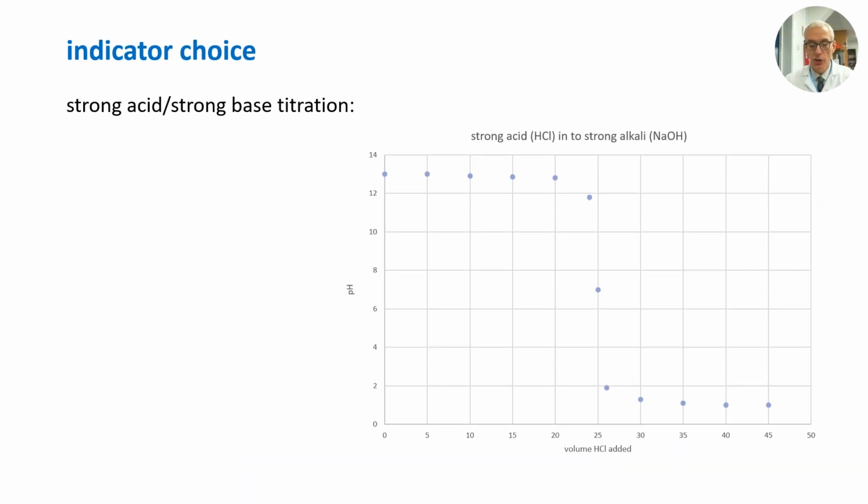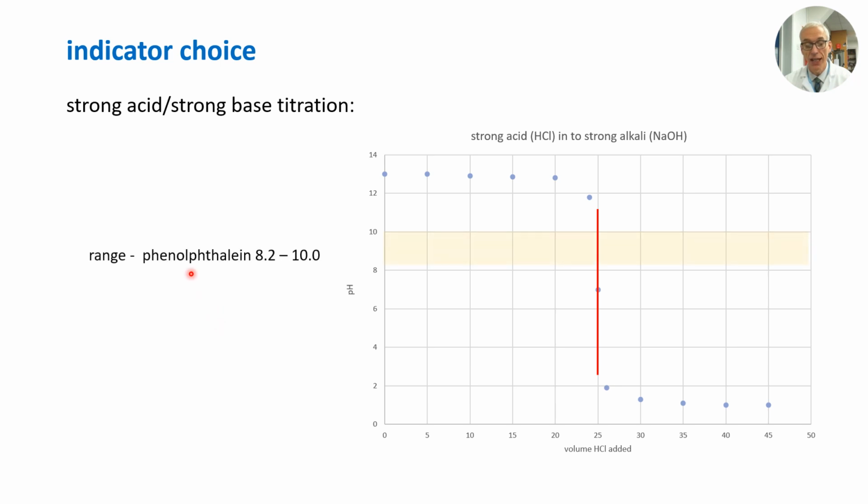So let's look at the choice of indicator for a strong acid being added to a strong alkali. We're starting with a high pH initially, so we've got a strong alkali, and then we're ending with a pH of about 1, so in excess acid we have a strong acid. Obviously we have a vertical section of the curve. If we mark in the vertical section of the curve, we need that to pass through an indicator range if that indicator is to be useful.